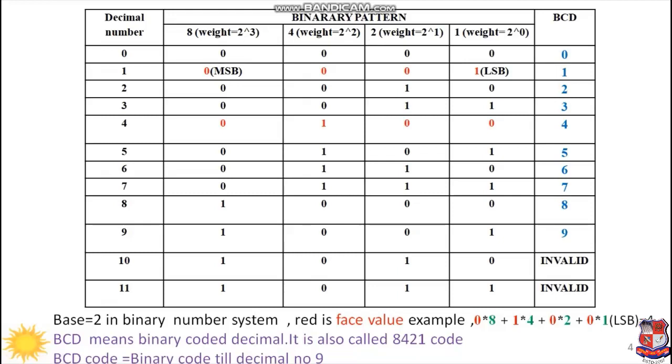And you know that the face value 0100 is multiplied by the corresponding weights to get the decimal number. So 0 into 8, 1 into 4, 0 into 2, 0 into 1, that will be equal to 4. So if we have this digital input 0 1 0 0, that is equivalent to BCD 4 or decimal 4.